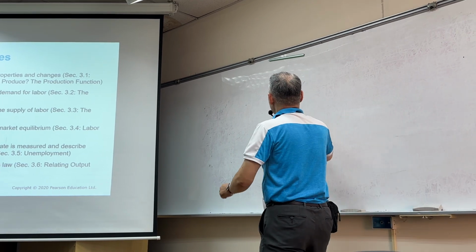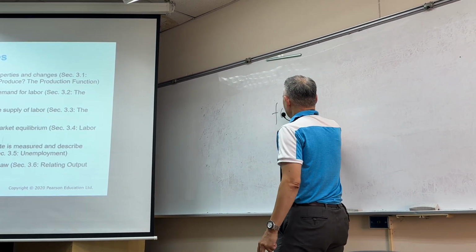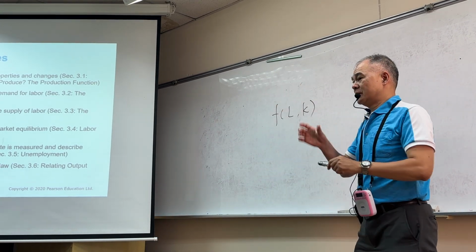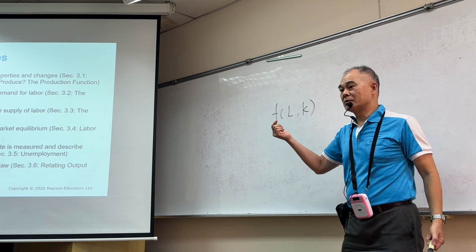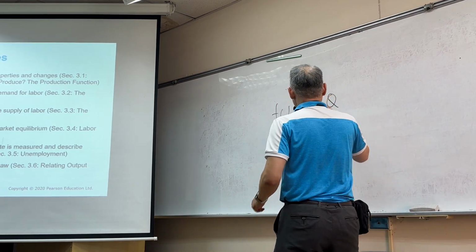In the production function, you have f of two inputs. One is labor and the other one is capital. Because C is used for consumption, so we generally use K. And this is equal to output, okay?